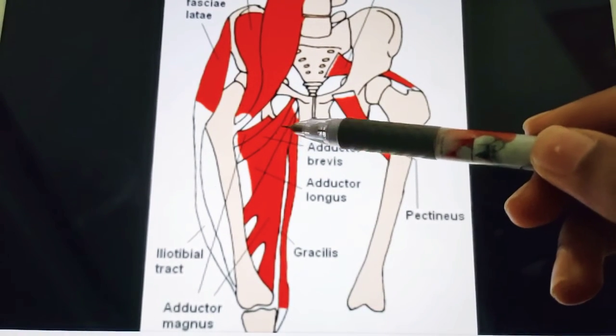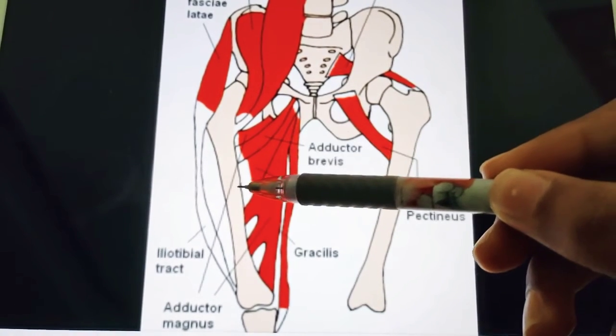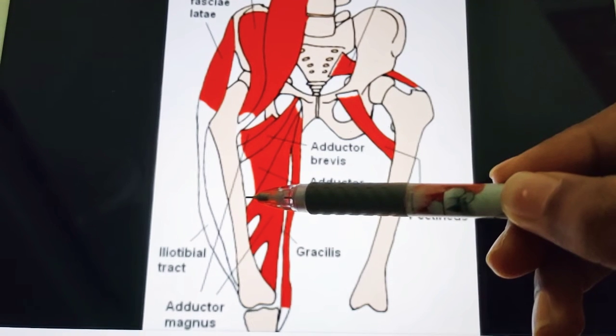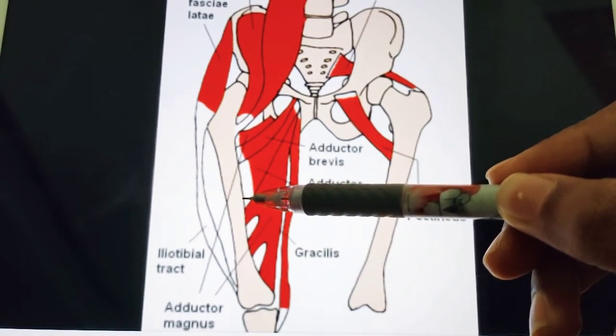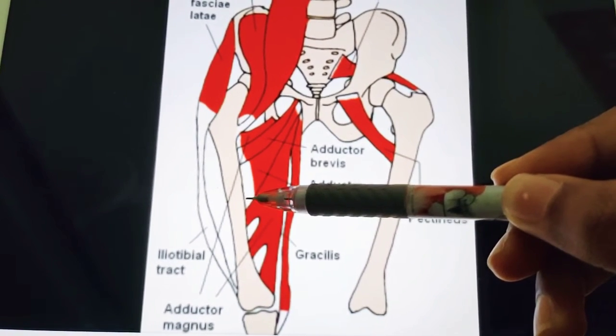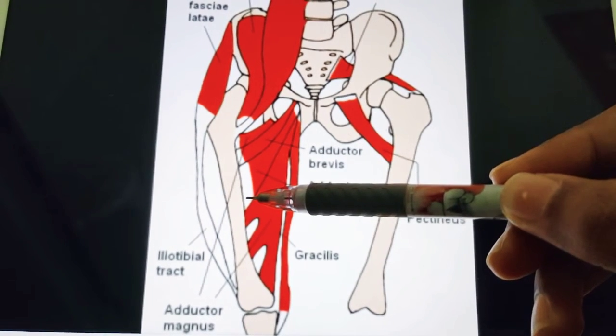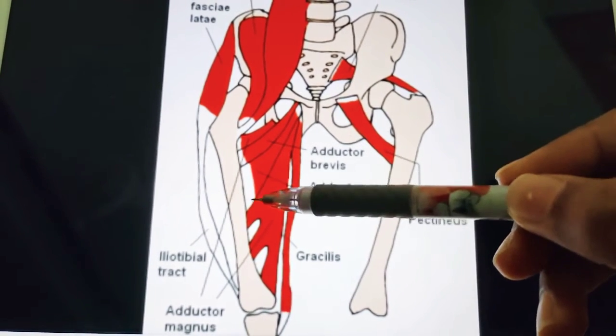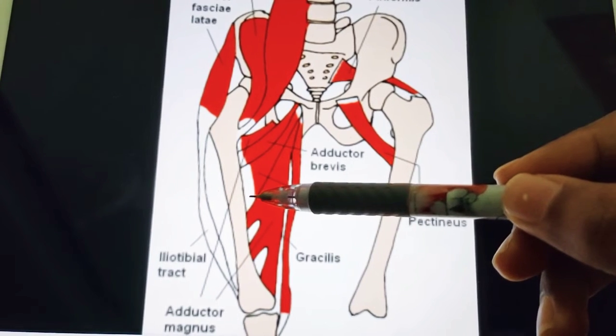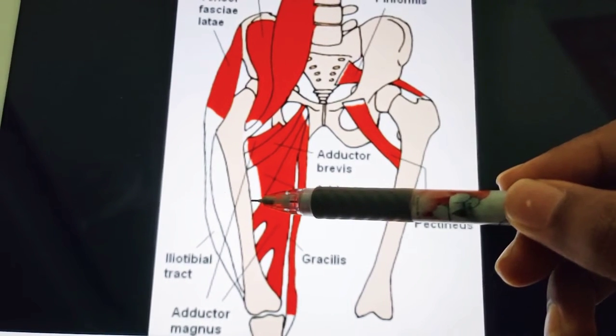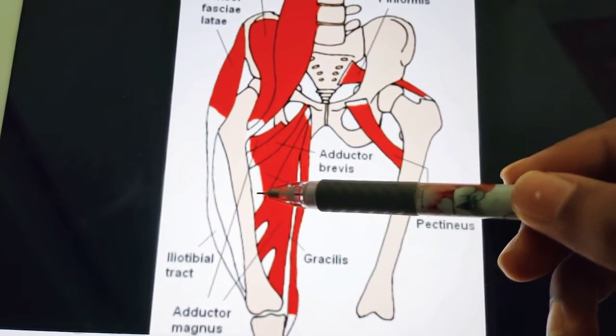So what is its insertion? Okay, let us come and you can see it is inserting into the linea aspera. You know, linea aspera is present on the posterior surface of the femur, right? In the middle 1/3 of the shaft of the femur, between the vastus medialis and adductor brevis. I will show how it is between the vastus medialis and adductor brevis and magnus.